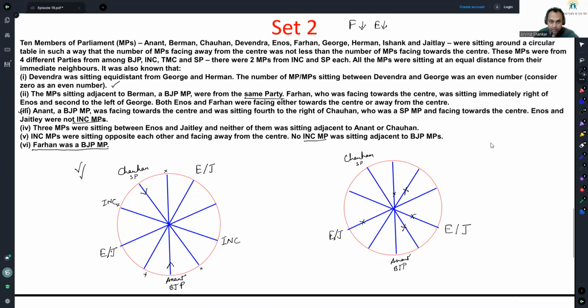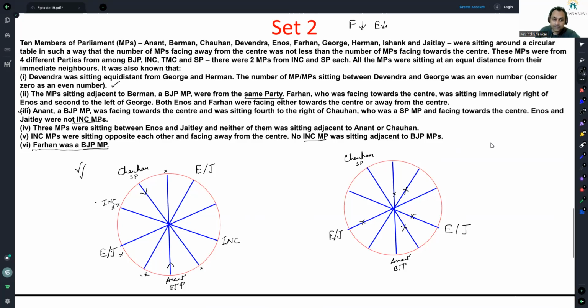Not really right now. There are lots of spots left. The number of MPs we'll see. The MPs sitting adjacent to Burman, a BJP MP, were from the same party. So Burman cannot come here. Burman, can he come here? Burman can come here, and EJ and Anant will be from BJP.